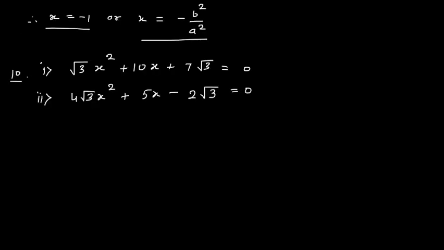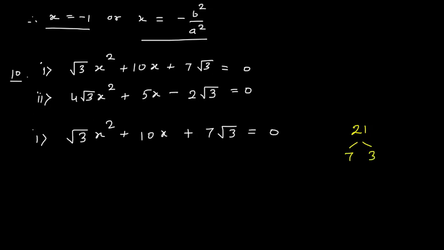Now let us move to the 10th problem. Now the first problem of this 10th problem is root 3 x square plus 10x plus 7 root 3 equal to 0. Now if you multiply a and c, root 3 into 7 root 3, you will get 7 into 3. 7 into 3 is 21. So you have to take the factors of 21. Now 7 threes are 21. 7 plus 3, it is 10.